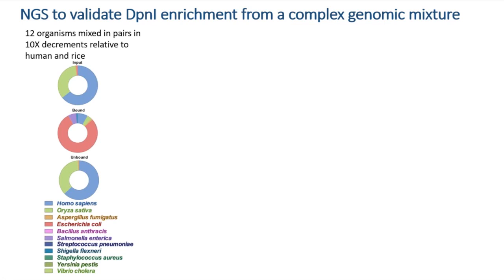So using next generation sequencing, we decided to make a more complex genomic mix. And we used 12 organisms that are listed down here, and we put them in pairs. So for instance, Homo sapiens and Oryza sativa, which is rice, were mixed in at sort of the top level. Then we did a 10-fold dilution and put in the pair of Aspergillus and E. coli, and another 10-fold dilution. So all of these are decreasing in their concentration by 10-fold decrements. And that's a little easier to see when we've actually sequenced it, how it came out.